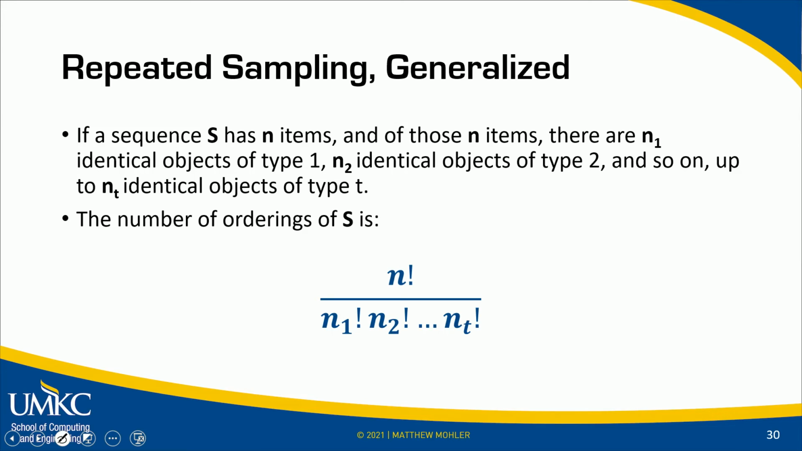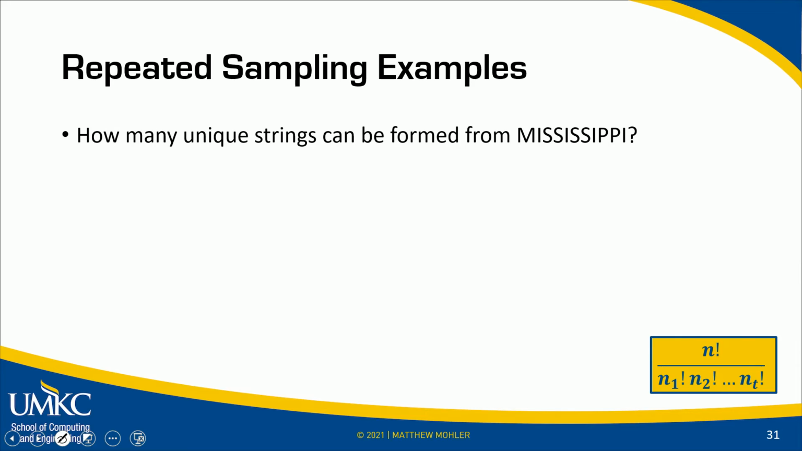And so we're going to use this equation to our advantage and say when we have things that are sampled more than once, we can just use this equation. So looking at a practical example, we may ask the question, how many unique strings can we form from the word Mississippi? In this case, we have a sequence of characters that form this word, but you'll notice that there are repeated elements. The S's, the I's, and the P's all show up more than once.